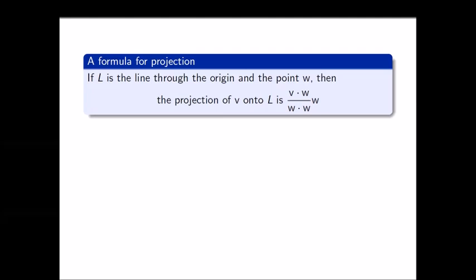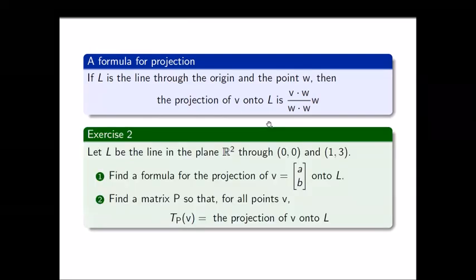If L is the line through the origin and the point W, then the projection of a vector or a point V onto the line L is given by the vector W times this ratio of the inner products of V and W, and W and W. And I do want to point out that this formula is true for all dimensions. Now let's look at an exercise.